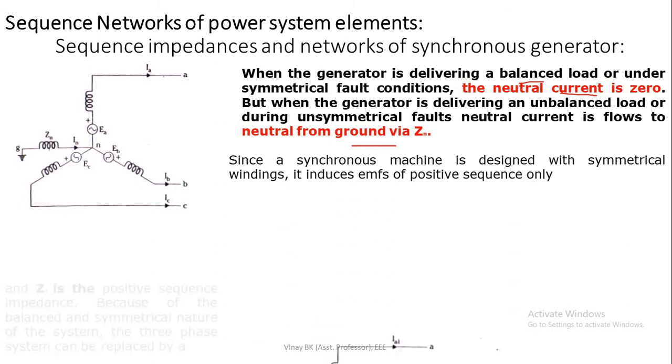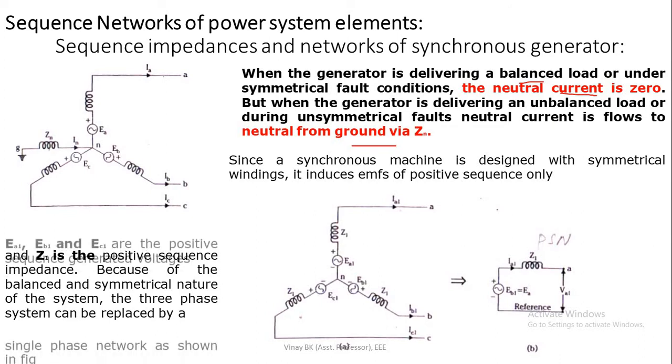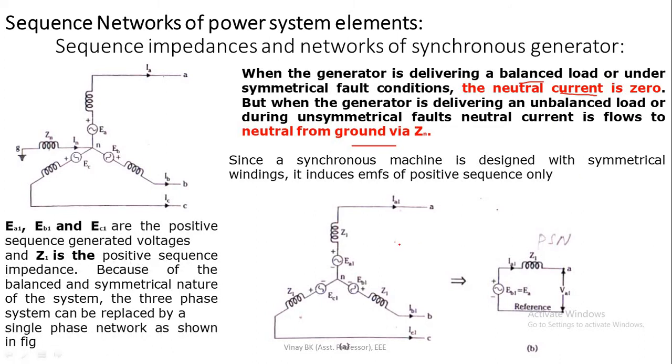So now consider the positive sequence. Instead of writing EA, EB, EC, I'll write EA1, EB1, EC1, where 1 represents the positive sequence network. Similarly, Z1 is the positive sequence impedance. All the impedances are the same because the circuit is balanced. As I told you, if the generator is delivering a balanced load under symmetrical fault conditions, the neutral current is zero.